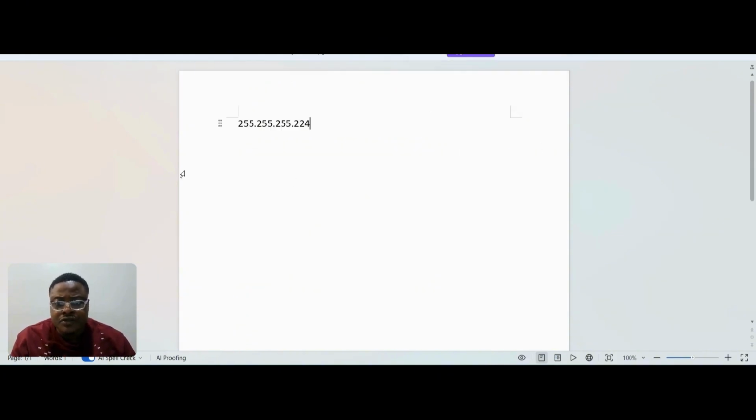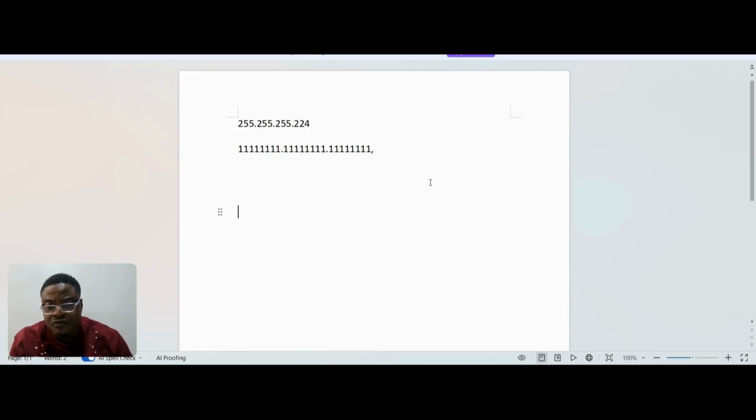So the binary number of 255 is eight ones, which is an octet. Then same as the 255, the octet. But I don't know the binary number of 224. So I'm going to get it here now.